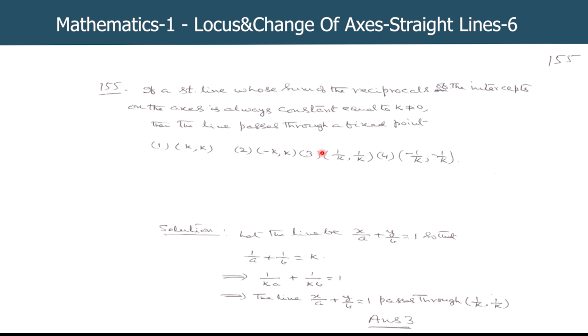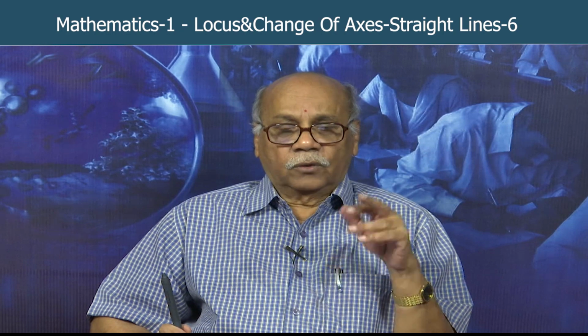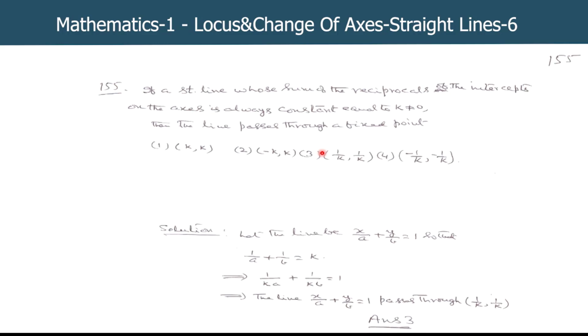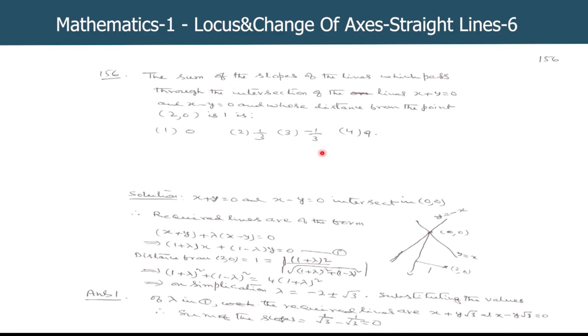For this, some people did this problem in a clumsy way by finding the points of intersection and everything. But it's not necessary, because the sum of the reciprocals is given. That means 1 by a plus 1 by b is equal to some constant k not equal to 0. So divide by that k, and you will get 1 by ka plus 1 by kb is equal to 1. So the line passes through (1 by k, 1 by k). Next: the sum of the slopes of the lines which pass through the intersection of the lines x plus y equal to 0 and x minus y equal to 0, that is the origin, and whose distance from the point (2, 0) is 1, is the sum of the slopes.